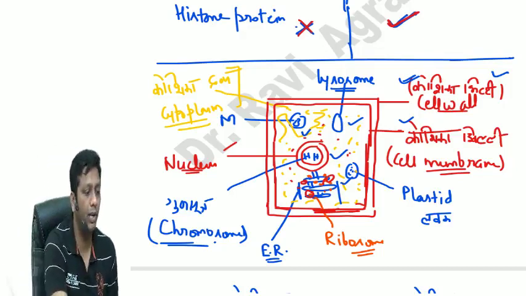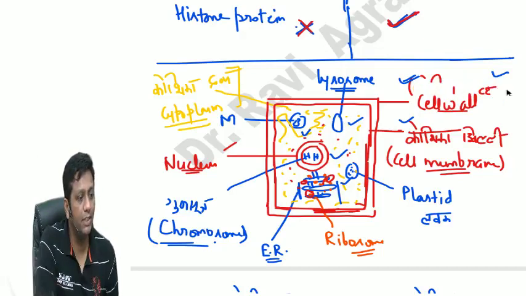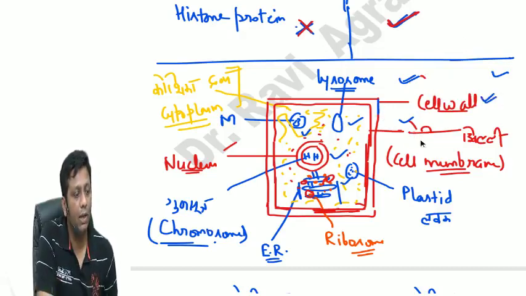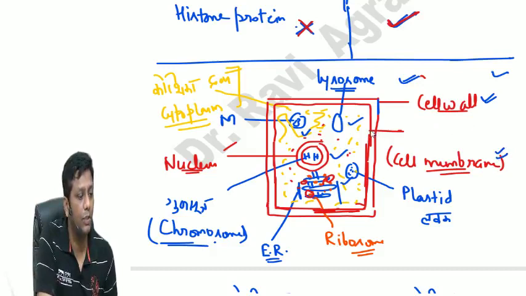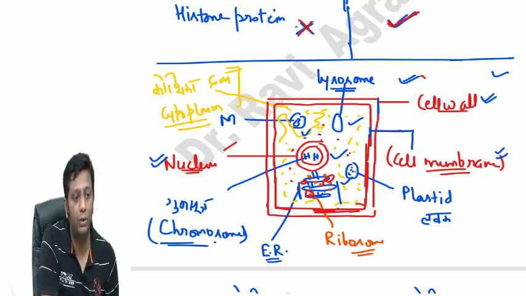Now see here, guys, the outermost layer of the cell is what? This is the cell wall. This is the outermost layer. Just below the cell wall is the next layer, which is called the cell membrane. Nearby the central part, there is a nucleus. You can see the presence of a nucleus near the central part.